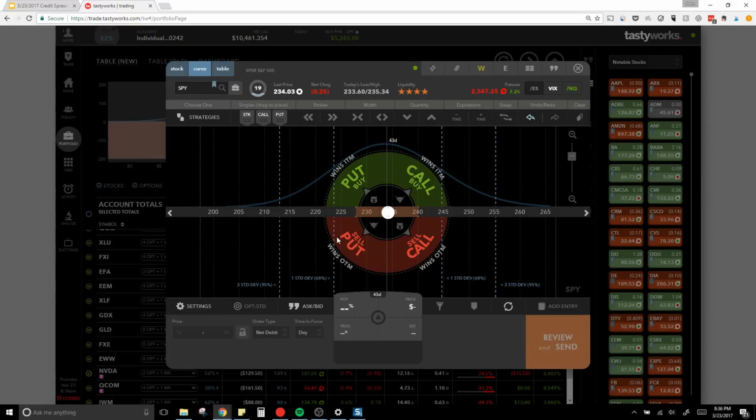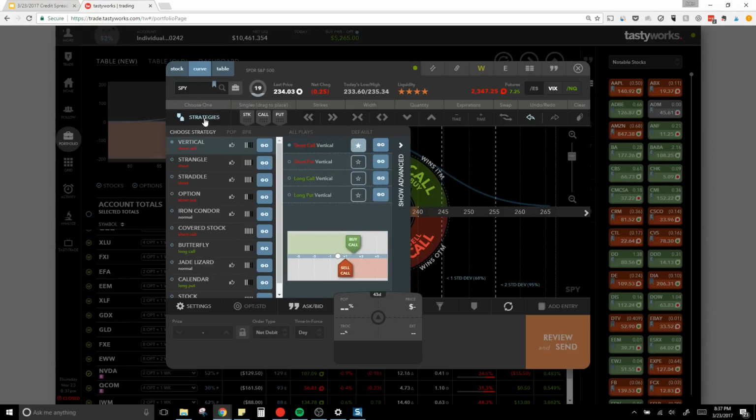And so when you look at this, what this is showing you is the stock price of SPY, which is what I currently have up here. And if I want to go in and do a bullish put spread, I can just click on the strategies button, and it's going to pop open all the strategies that are one click away in the platform. And again, this comes highly recommended.